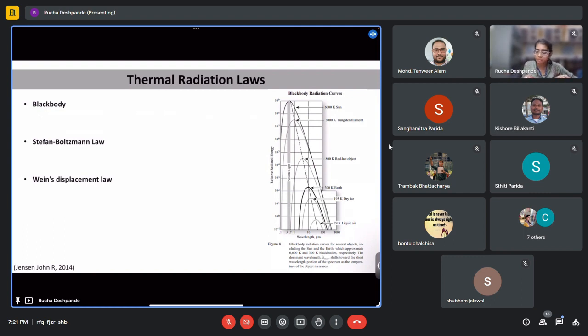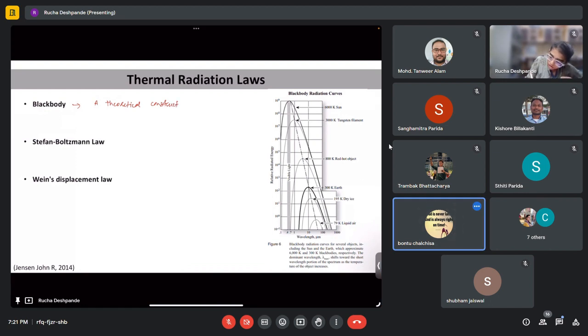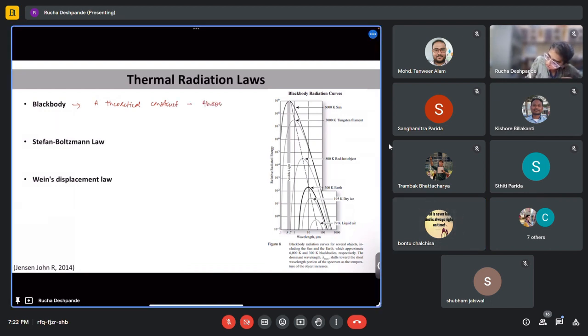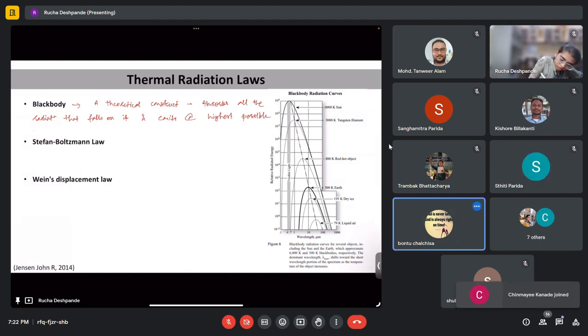Okay, so we'll talk about the thermal radiation laws. First we'll understand what a black body is. A black body is a theoretical construct which absorbs all the radiation that falls on it and emits at the highest possible rate per unit area at each wavelength.